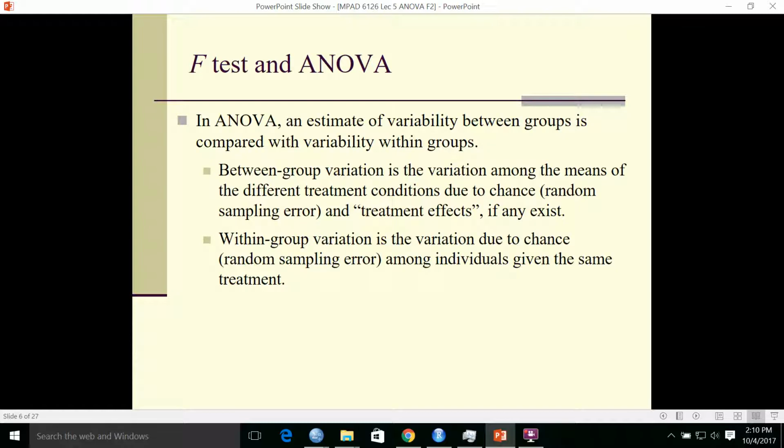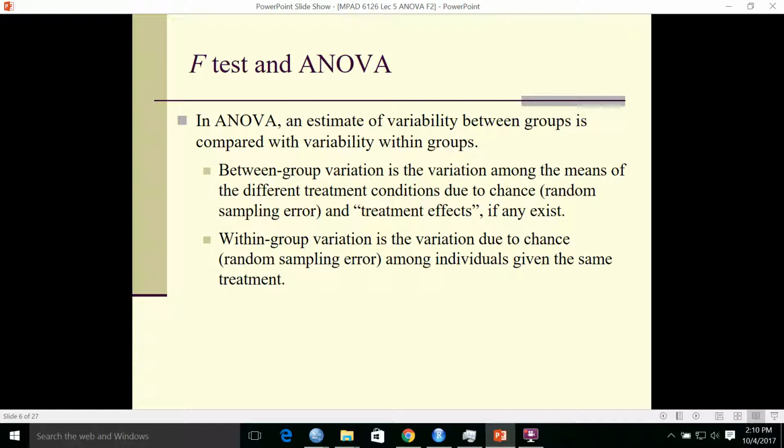So what is ANOVA? It stands for Analysis of Variance, and it's basically an estimate of the variability between the groups, relative to the variability within each group.